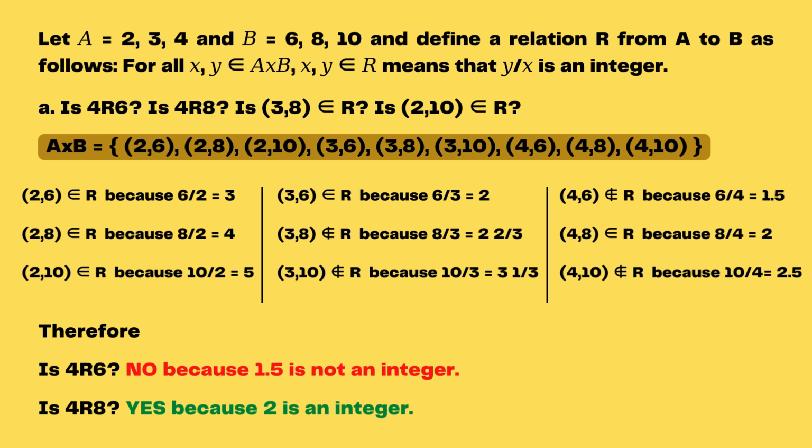Therefore, the answer for letter A: Is 4 related to 6? No, because 1.5 is not an integer. Is 4 related to 8? Yes, because 2 is an integer. Is (3, 8) an element of R? No, because 2 and 2/3 is not an integer. And is (2, 10) an element of R? Yes, because 5 is an integer.